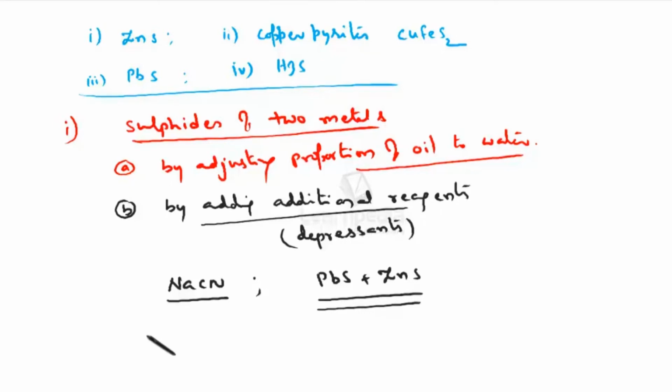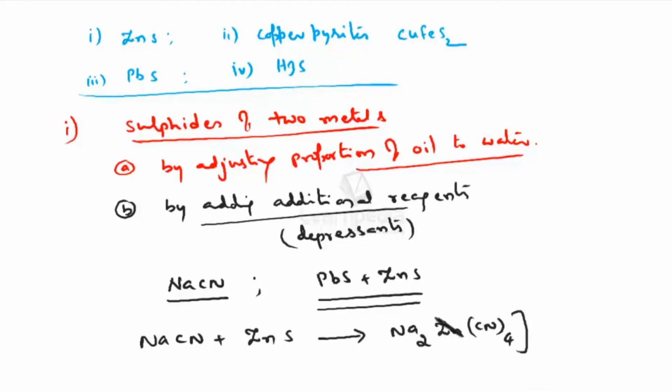That is the reason why sodium cyanide, when added, combines with zinc sulphide and gives Na2Zn(CN)4, and this complex is formed on the surface of the zinc sulphide, preventing it from forming the froth. During this reaction, the byproduct is sodium sulphide, and it is 4 moles of sodium cyanide that react with the zinc blende, ZnS, to give Na2Zn(CN)4 plus Na2S.